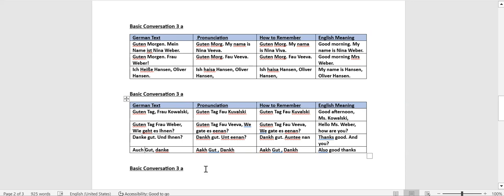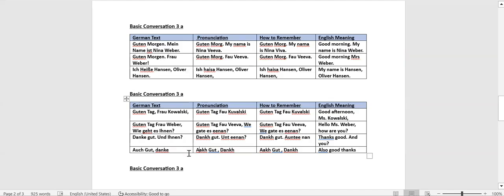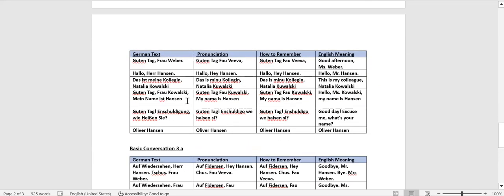Okay, let's look at this sentence. Auch gut, danke. What does this mean? Also good, all good. It means like that. So how do we pronounce this? Auch gut, danke. Means all good, thanks. Fine. So we are moving to the next part of this conversation.